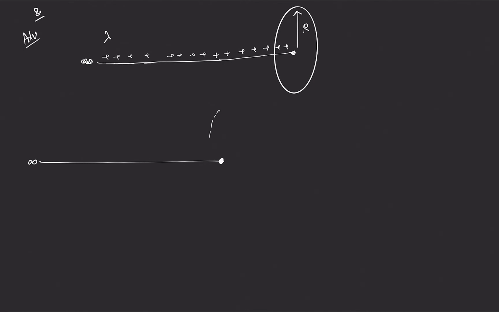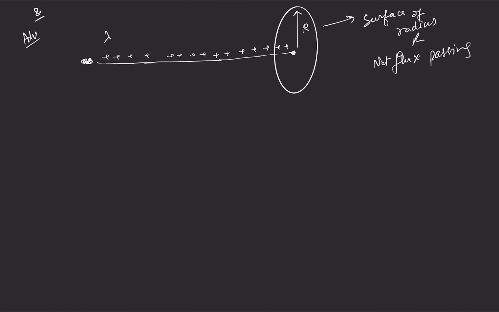And so for practical purposes, infinity means a very long wire from the left side, but on the right side there is an imaginary surface of radius r. Some imaginary surface of radius r. And you have to calculate the net flux passing through the surface.